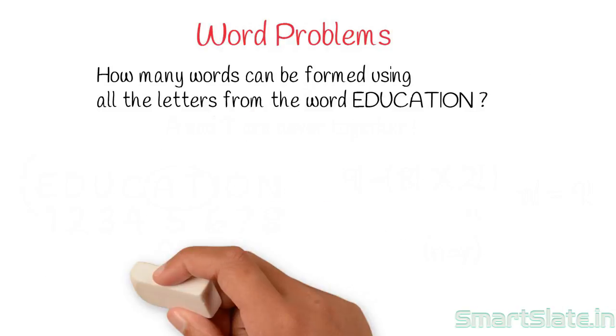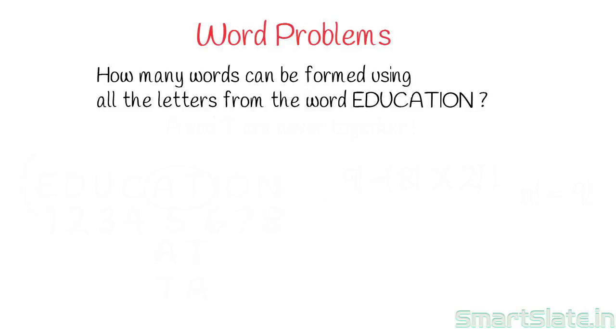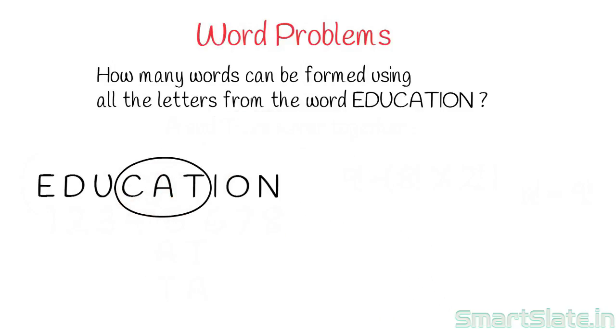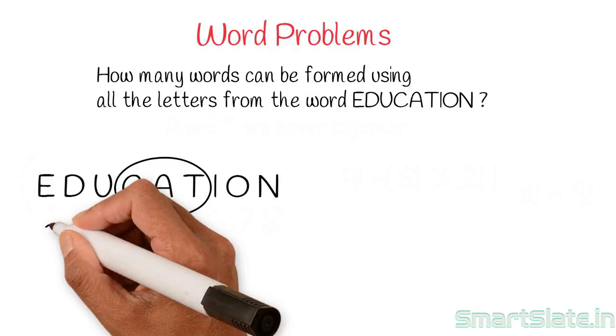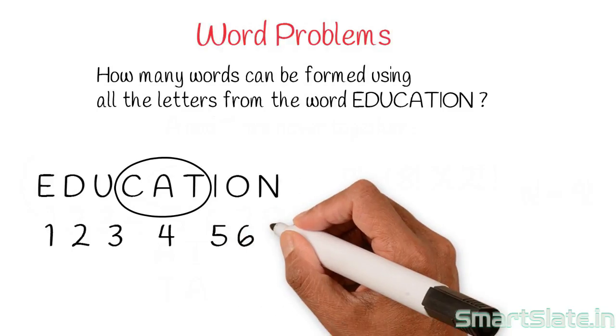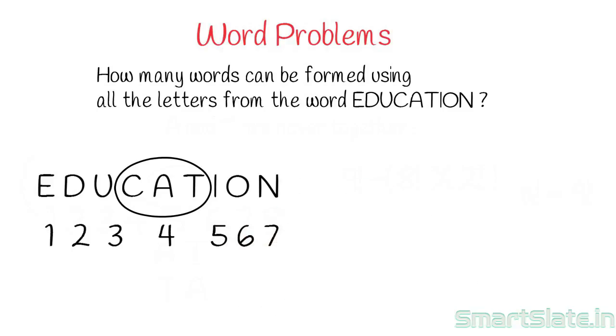Let's consider some more similar problems. In education, CAT should always appear together. The question suggests CAT should always be together, not C, A and T. That is, there won't be further arrangements in the word CAT. So, consider CAT as single unit. The number of units available for arrangement is 7. Hence, the answer is 7 factorial.